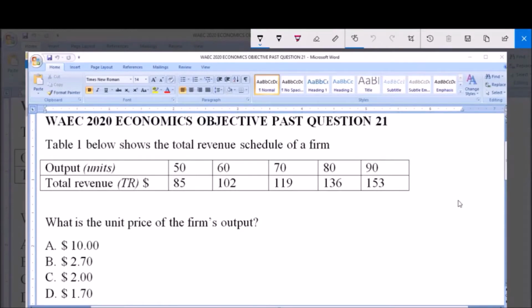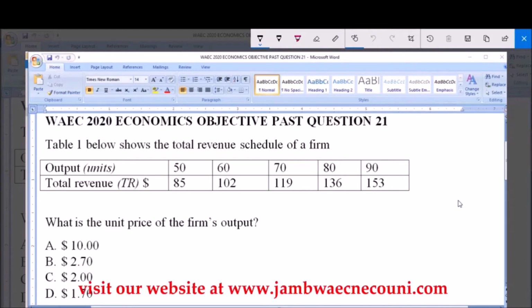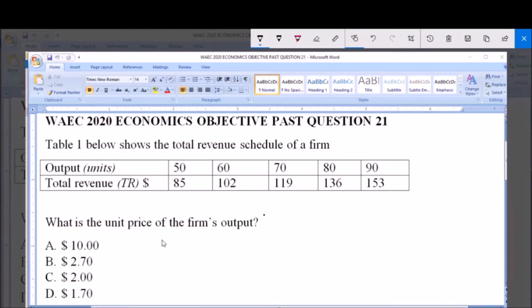Table 1 below shows the total revenue schedule of a firm. So you have the revenue schedule here with one column indicating output and the other total revenue. Now, what is the unit price of the firm's output? A, $10, B, $2.70, C, $2, D, $1.70.